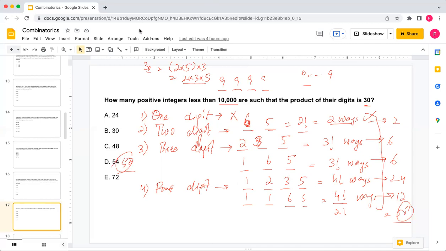Again, 10 is not a 1-digit number. I'm asking about 1 digit. If you are saying 10 and 3, this is not a 1-digit number. If you are saying 2 digits, that means this is 1 digit and this is 1 digit, and each could be from 0 to 9. Got the point? Yes.